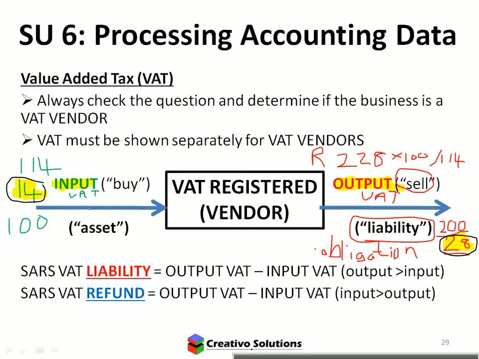Okay, so you can get a refund, or you can get a liability. Those are the two options. Practically, most businesses end up with a liability. The businesses that end up with the refund are those that are zero rated, so providing fuel as well. Because there's a fuel levy on our petrol, petrol stations are zero rated. So they can claim on all their expenses, but there's no VAT on petrol.